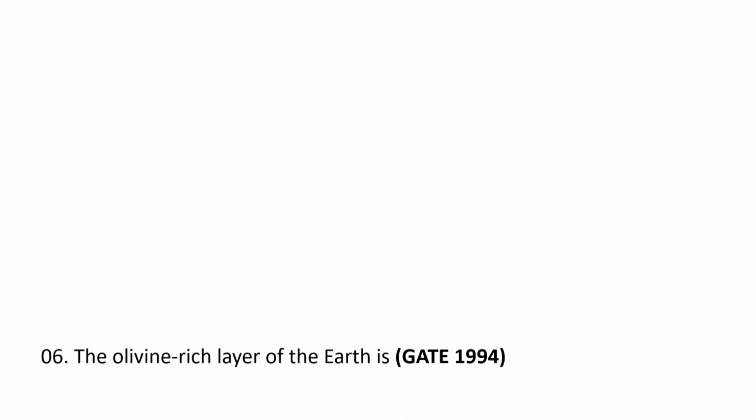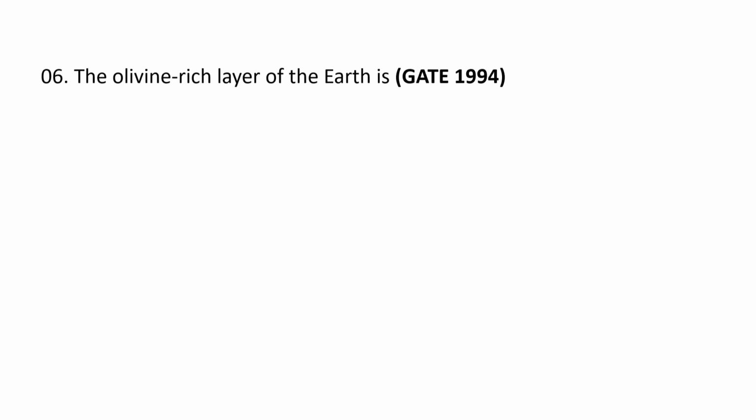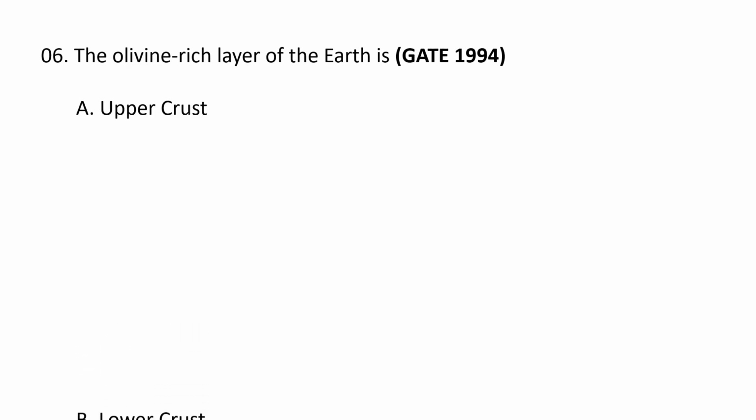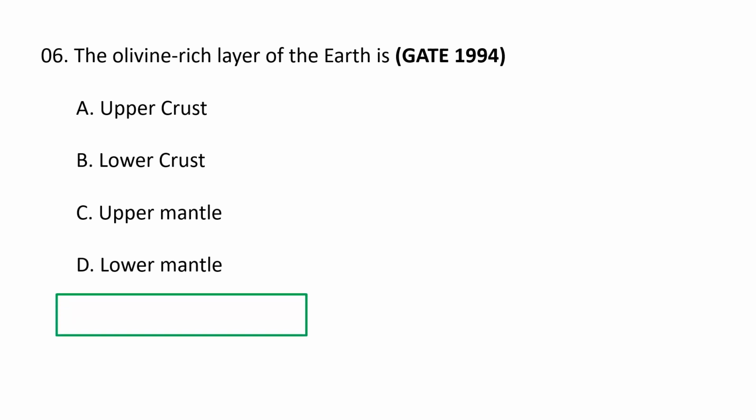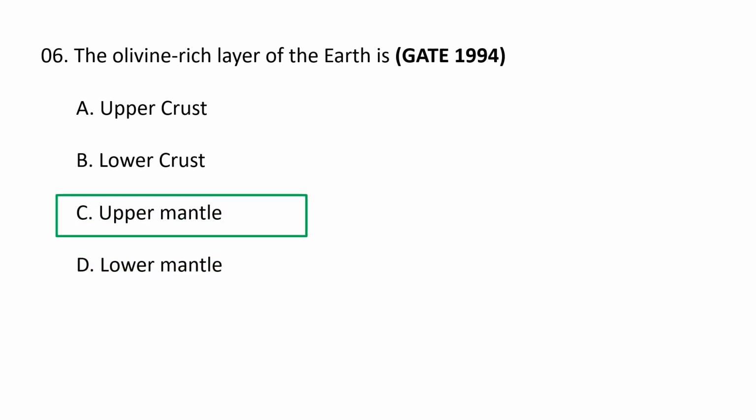Next question. The olivine-rich layer of the earth is A. Upper crust, B. Lower crust, C. Upper mantle, D. Lower mantle. The olivine-rich layer is located in the upper mantle of the earth. This layer is known for its high concentration of the mineral olivine, which is a key component of the upper mantle. So understanding the composition and distribution of the earth's layers is crucial for various geological and geophysical studies.